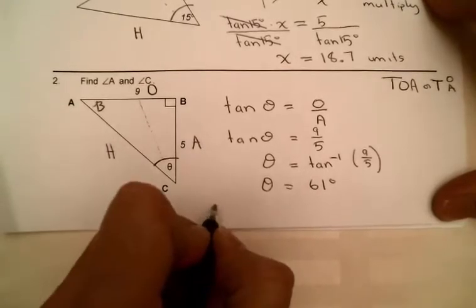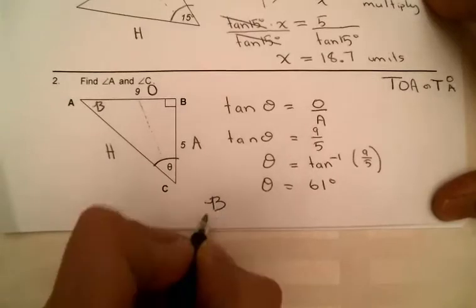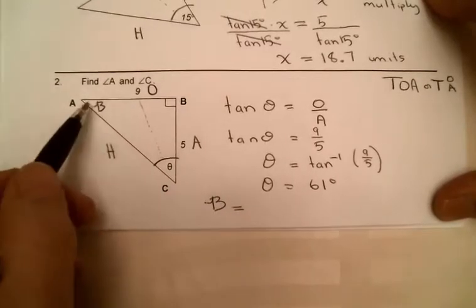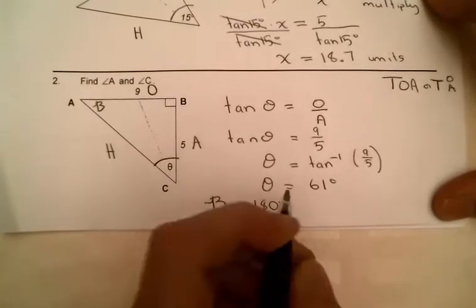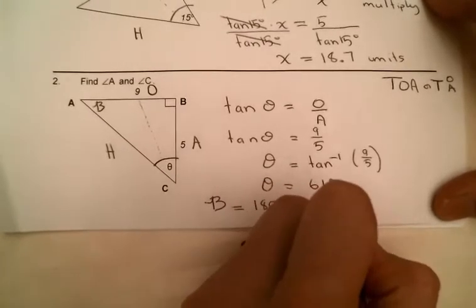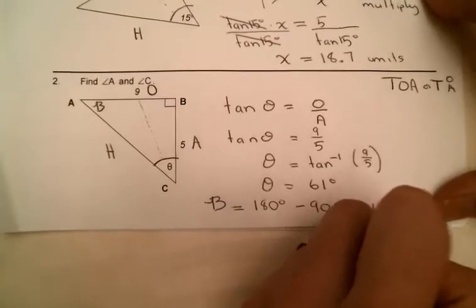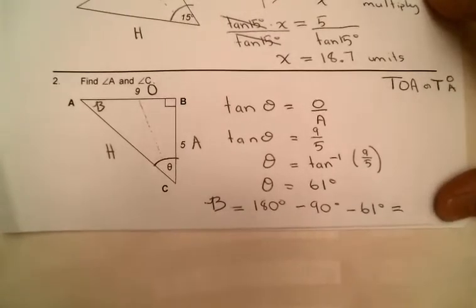Okay, so beta makes use of the fact that a triangle's angles always add to 180. So I take 180 degrees, take away 90, take away 61 degrees, and beta, which is my angle A, what's that work out to? 29 degrees.